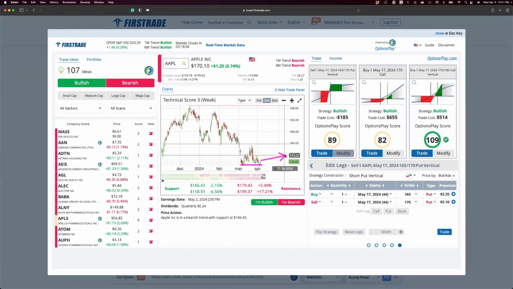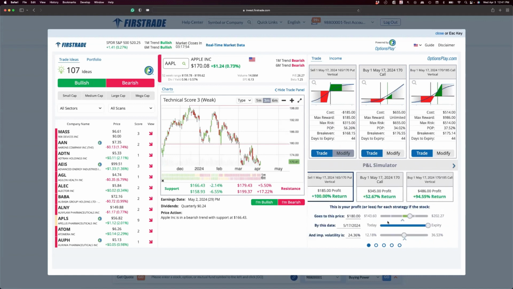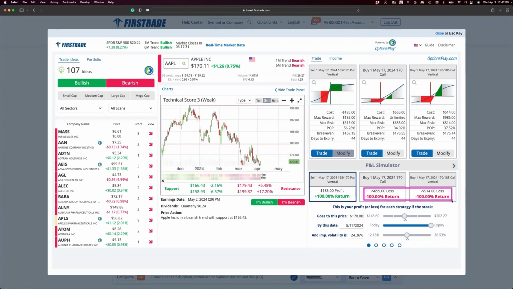So you decide that now is a good time to sell a credit spread. This is really where you can set up a credit spread in options play, see what the max risk and max reward are, and actually use the P&L simulator to see what happens if the stock were to stay around 170, because that's the current price of the stock. As you can see, if you sold a credit spread, you would make 100% of the potential return on that particular trade. But if you bought the call option or bought the vertical spread, you would lose 100% of your investment.